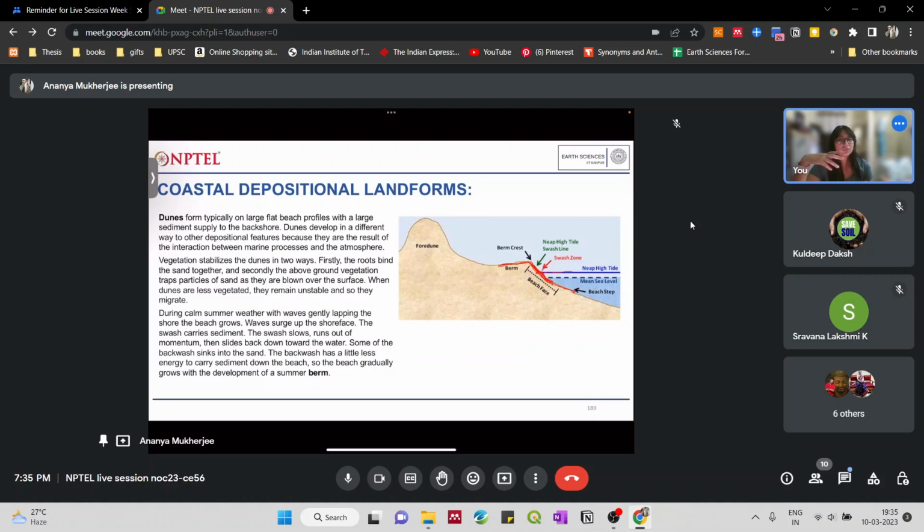Okay, so this kind of feature is called a berm. If the berm is growing in size, you can say that it's not a very stormy area. If the berms are getting eroded and between the dune and beach face there are not many berms present, then you can say that area is getting affected by storm kind of weather.